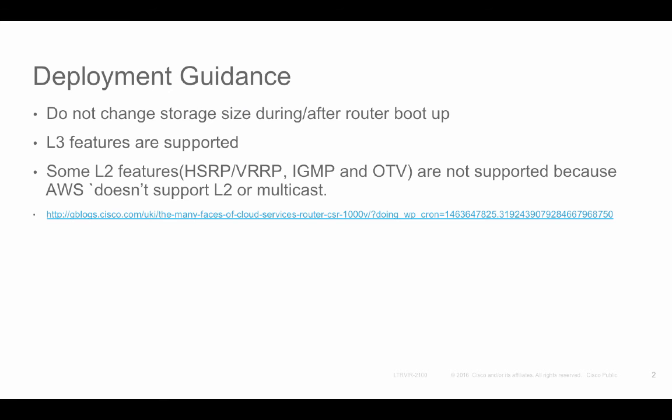And last, I would like to give you some guidance on the deployment. First, do not change storage size during or after the router boot up. Second, layer 3 features are supported on the AWS. But remember, some layer 2 features like HSRP, VRRP, IGMP, and OTV are not supported. That's because AWS doesn't support layer 2 or multicast. So if you want to know more about that, you can click the link below to get into the details.